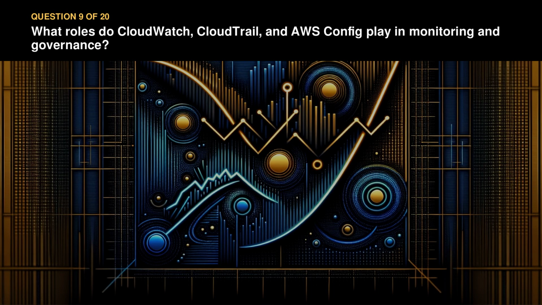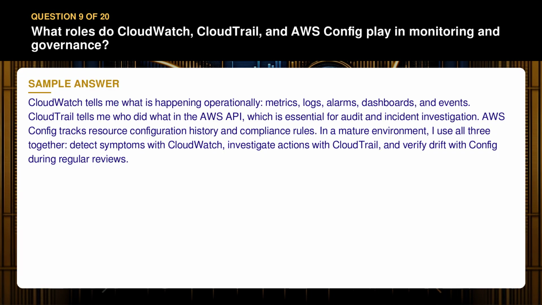Question 9. What roles do CloudWatch, CloudTrail, and AWS Config play in monitoring and governance? CloudWatch tells me what is happening operationally: metrics, logs, alarms, dashboards, and events. CloudTrail tells me who did what in the AWS API, which is essential for audit and incident investigation. AWS Config tracks resource configuration history and compliance rules.